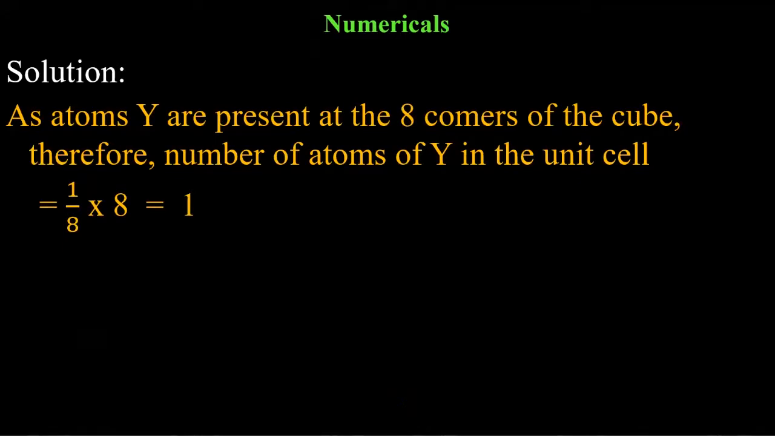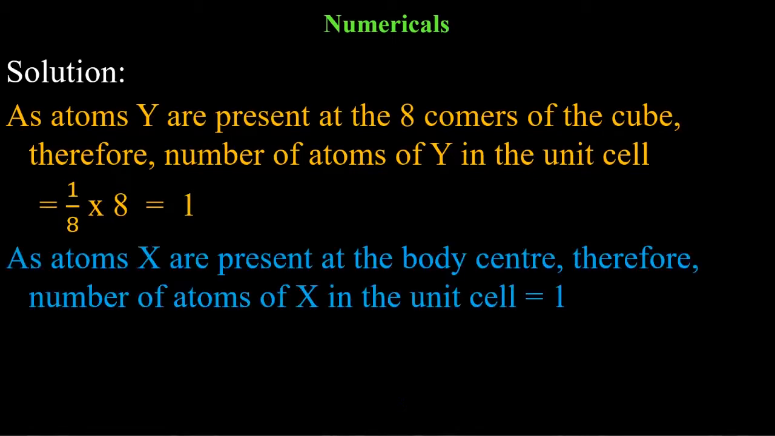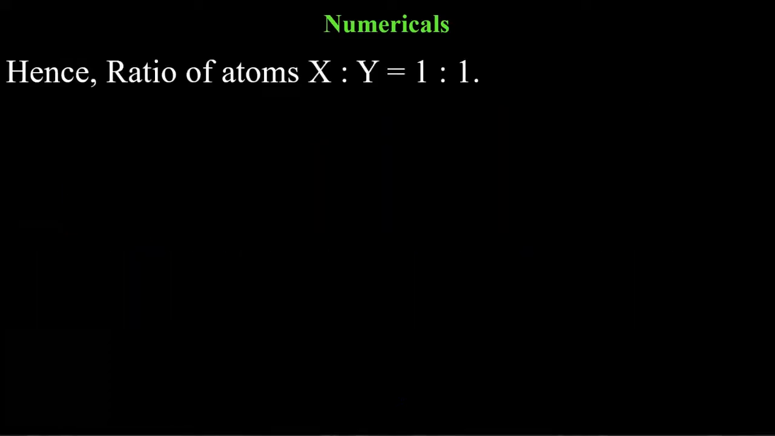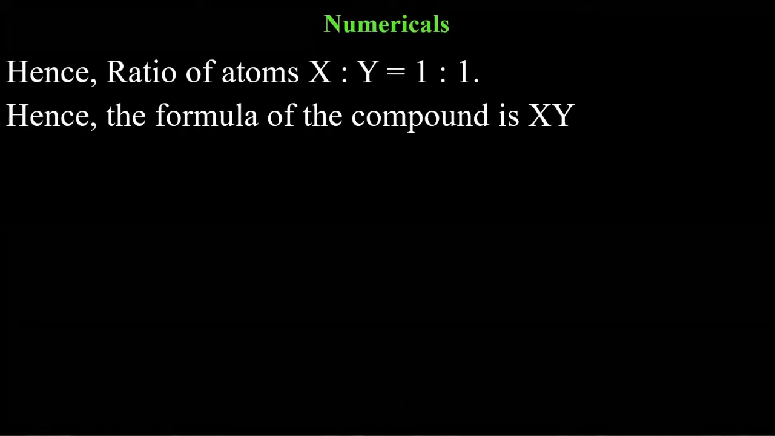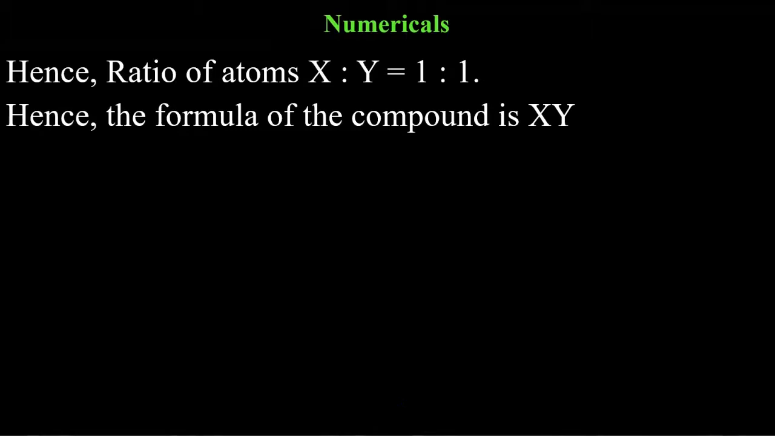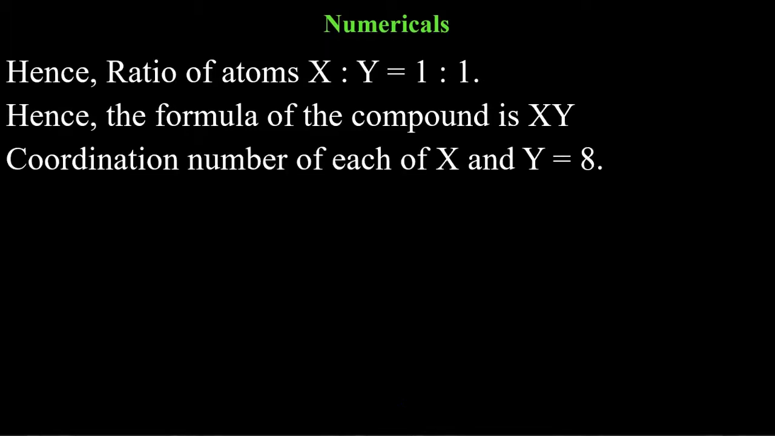The atoms Y are present at the 8 corners of the cube. Therefore, the number of atoms of Y in the unit cell will be 1 by 8 into 8, that is 1. Atoms X are present at the body center, so the contribution will be 1. Hence the ratio of atoms X and Y is 1 is to 1, and the formula is XY. This is the simplest question of this kind. Now, the coordination number of each of X and Y will be 8, because you can consider it from Y, which is present on all 8 corners.